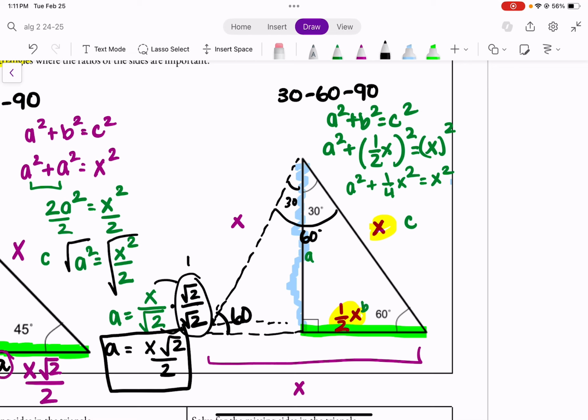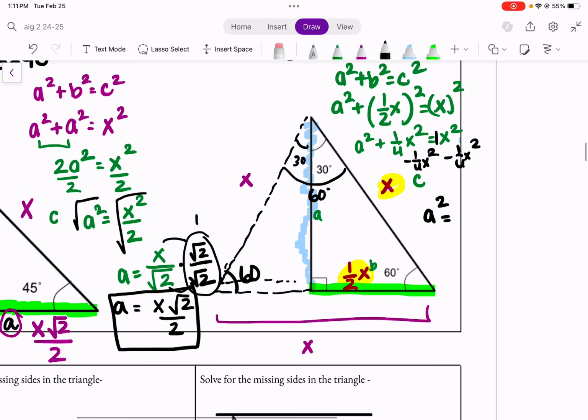Remember, there's an invisible 1 here. I'm trying to get a by itself, so I'm going to subtract 1/4 x squared on both sides. It's getting a little messy. I'm going to have a squared equals, if you do 1 minus 1/4 in your calculator, you're going to get 3/4 x squared.